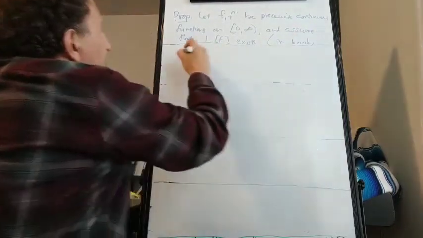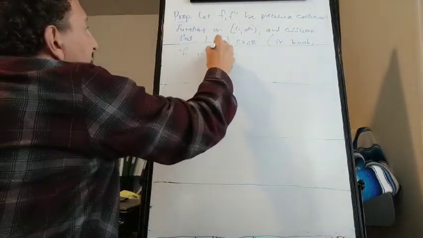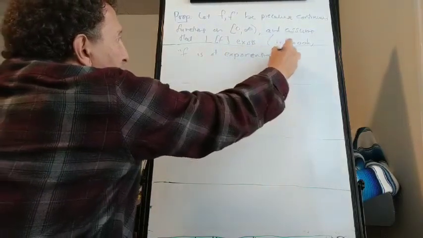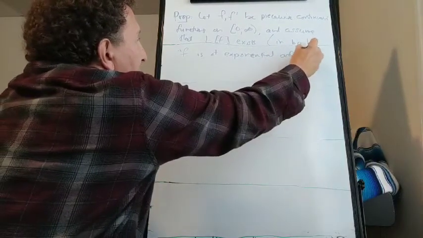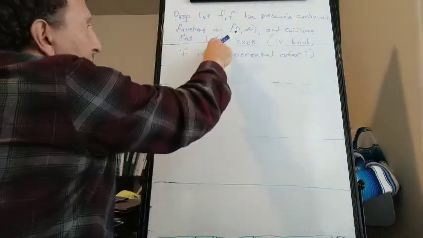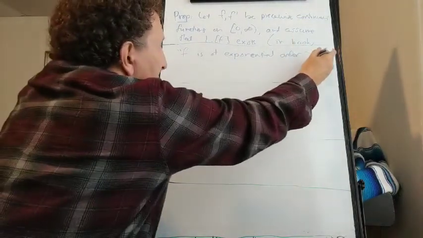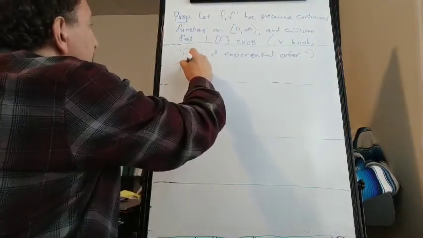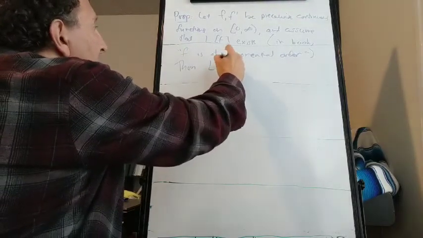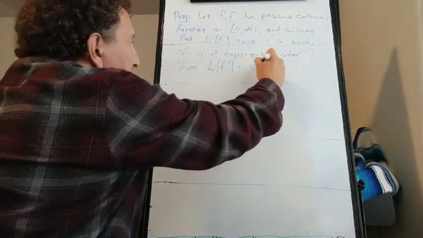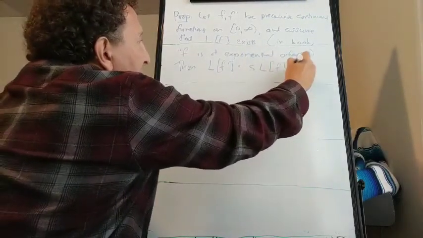In the book they say f is of exponential order. So that is, the integral that defines the Laplace transform converges if f grows no faster than an exponential function. Then the Laplace transform of the derivative of f is s times the Laplace transform of f minus f of 0.